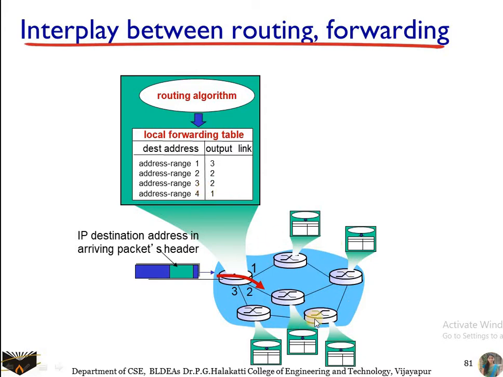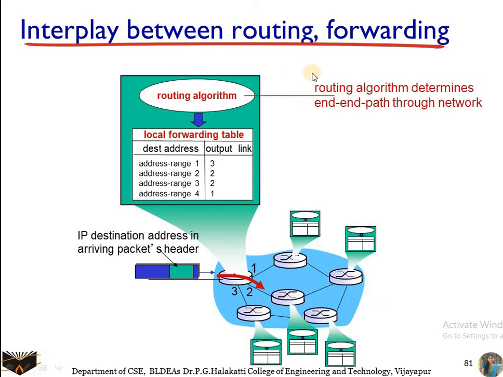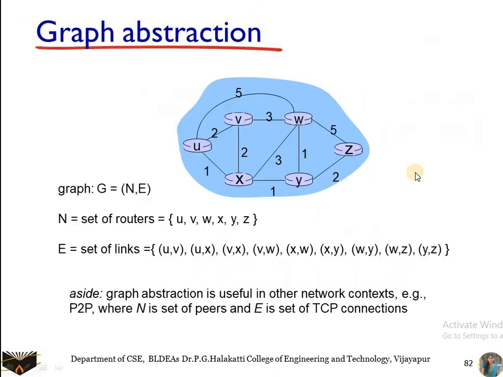And all the nodes and all the routers are going to maintain the forwarding table within them. You can see them in green color here. All the routers have their own forwarding tables. So here the routing algorithm determines the end-to-end path through the network, whereas the forwarding table determines local forwarding at this particular router.